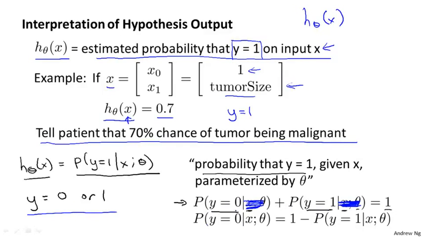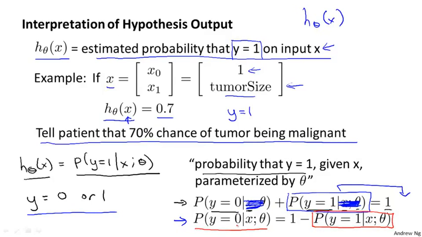So the chance of y being equal to 0 plus the chance that y is 1, those two must add up to 1. If you take this term and move it to the right-hand side, you end up with this equation. It says the probability of y equals 0 is 1 minus the probability of y equals 1. And thus, if h of x gives us that term, you can quite simply compute the estimated probability that y is equal to 0 as well.